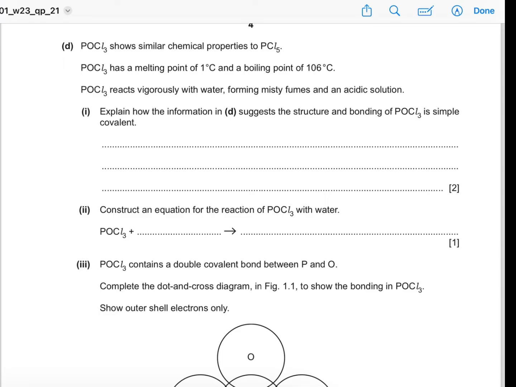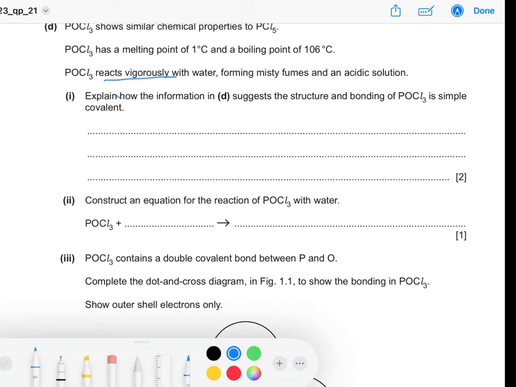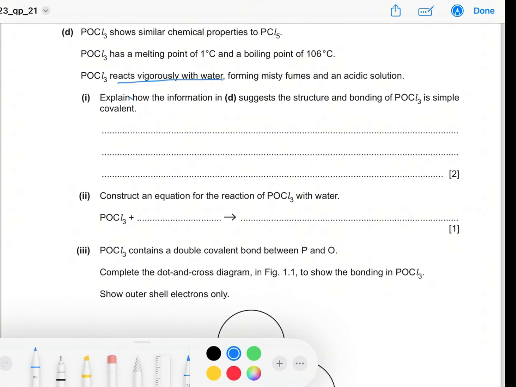D. Phosphoryl chloride shows similar chemical properties to phosphorus pentachloride. Phosphoryl chloride has a melting point of 1 degree Celsius and a boiling point of 106 degrees Celsius. It reacts vigorously with water, forming misty fumes and an acidic solution. Explain how the information in D suggests the structure and bonding of phosphoryl chloride is simple covalent.